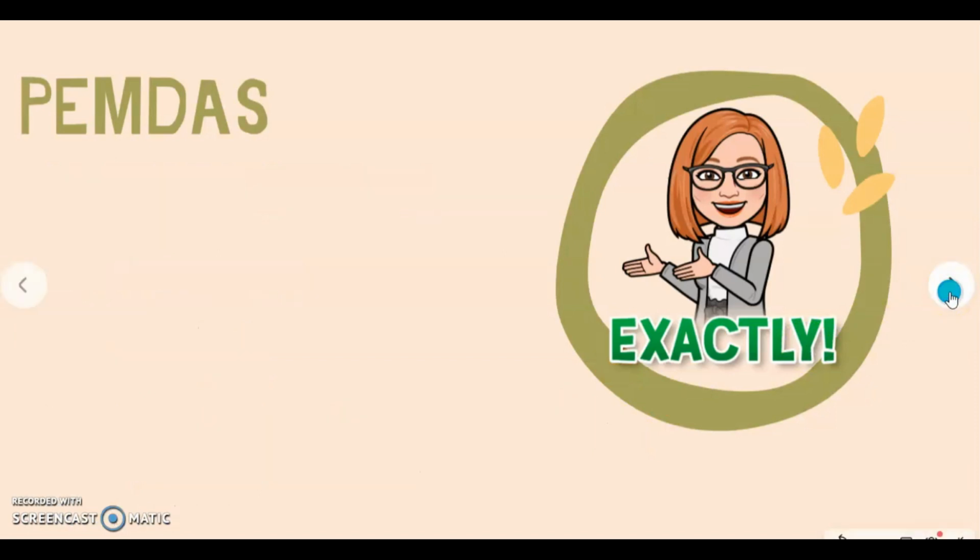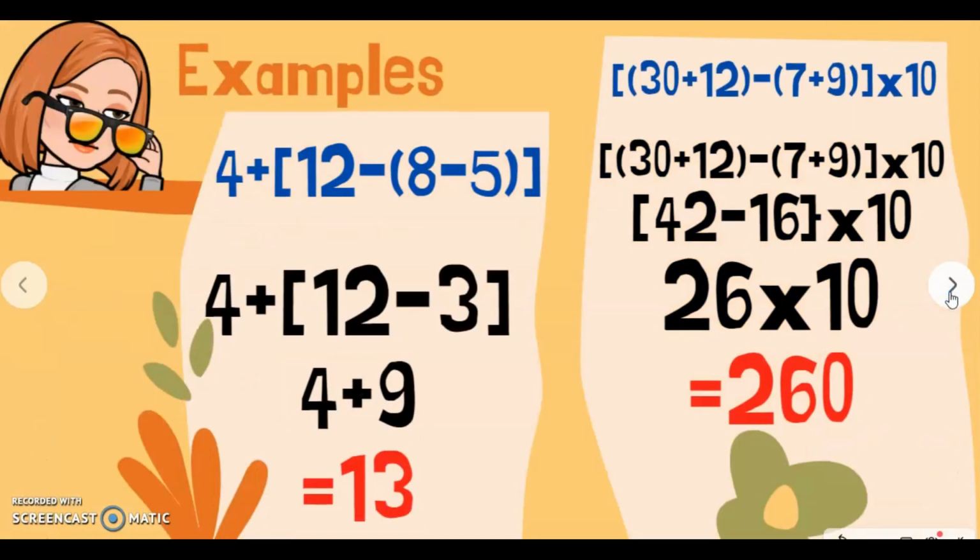Now, let us have some examples. First example, we have 4 plus 12 minus 8 minus 5. Remember, we are going to work first in the innermost part of our equation. In this case, it is 8 minus 5. 8 minus 5 is equal to 3. Next, 12 minus 3 is 9. And lastly, we got 4 plus 9 is equal to 13.